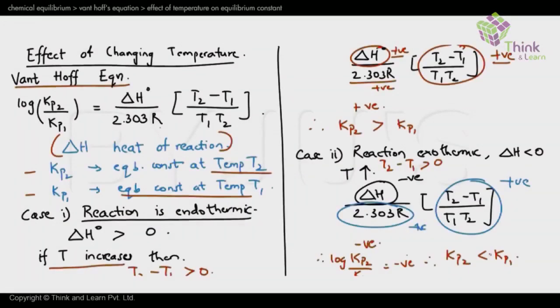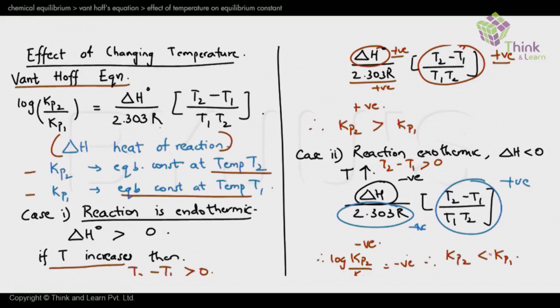Next, let us study within Le Chatelier's Principle the effect of changing temperature. There was a scientist called Van 't Hoff who actually studied this particular phenomenon and derived a relationship between the entities when temperature is changing. Essentially, what is the impact on the equilibrium constant? His equation is now called the Van 't Hoff equation.